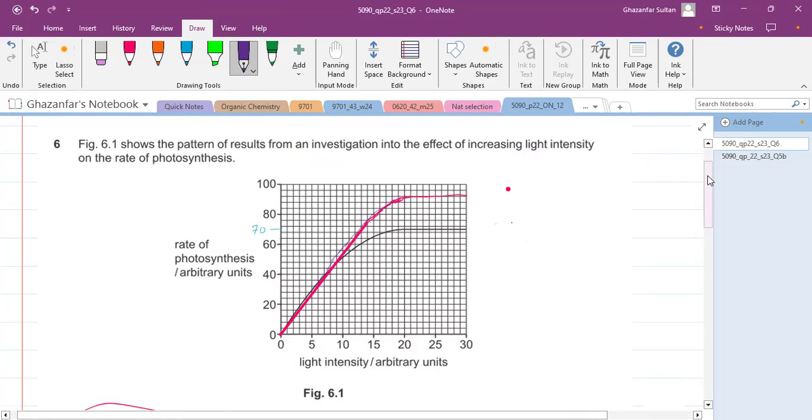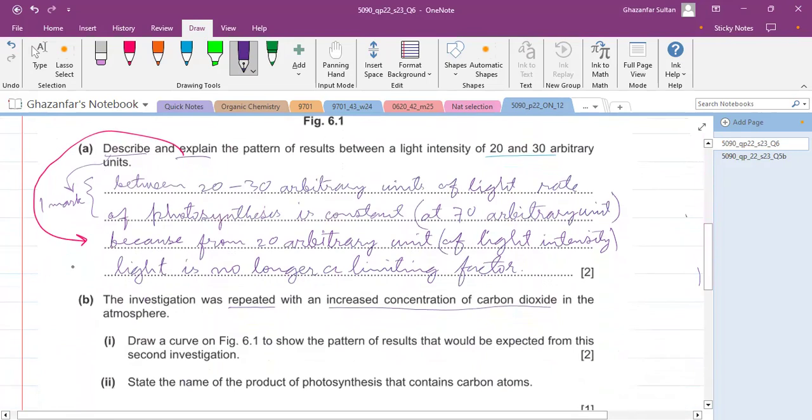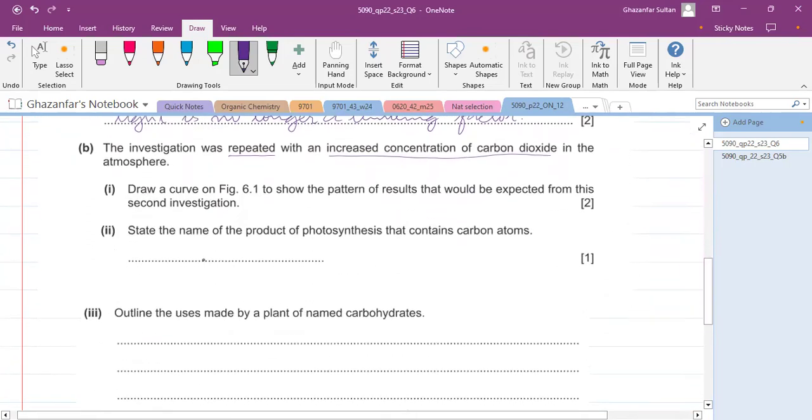Okay, so that was part 2. Again, you will get 1 more mark. So 2 marks you will get. State the name of the product of photosynthesis that contains carbon atoms. It is very easy. You know, the only product that is obtained by photosynthesis is glucose.